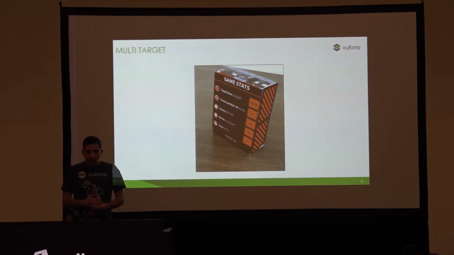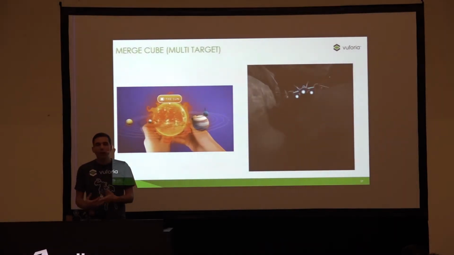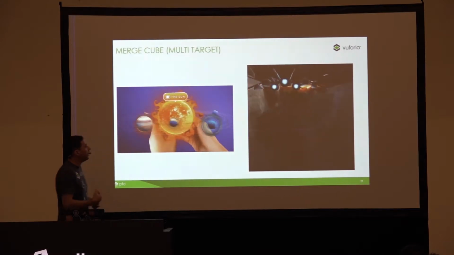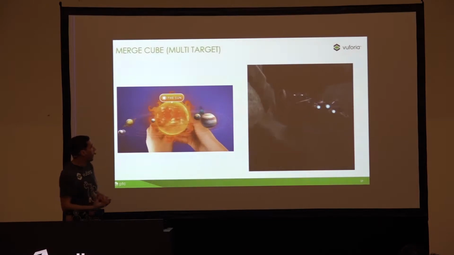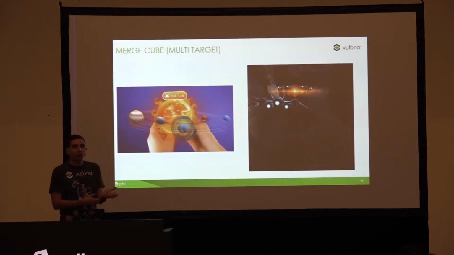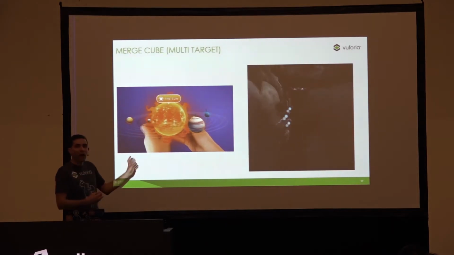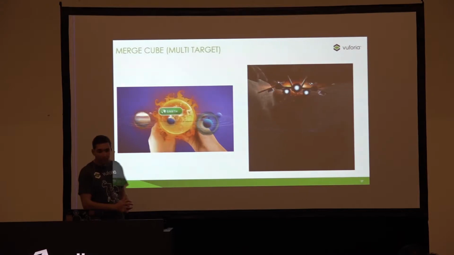Another example of the multi-target is a toy in the market called the Merge Cube. They leverage Vuforia technology. They sell these cubes that Vuforia recognizes, and then they help developers create content, and that way they have a whole app store that works on these Merge Cubes. I think they're a lot of fun.